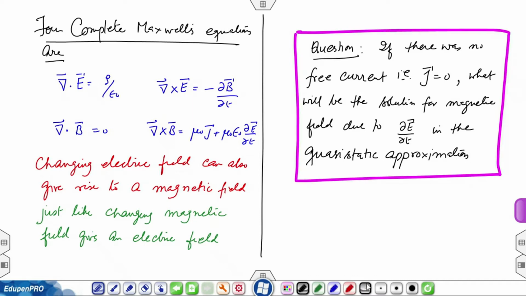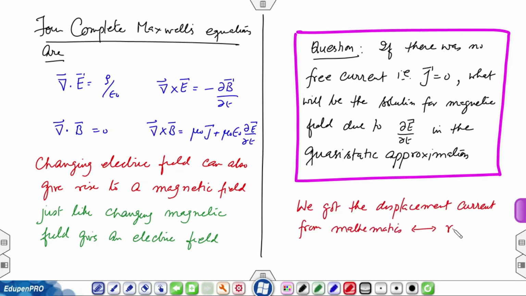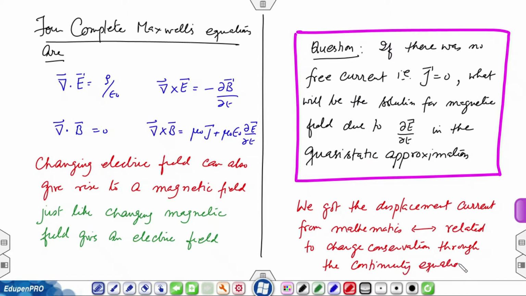So, we have looked at how this term displacement current arises from a mathematical point of view, and this is related to charge conservation through the continuity equation. Let us now look at it from a physics perspective.